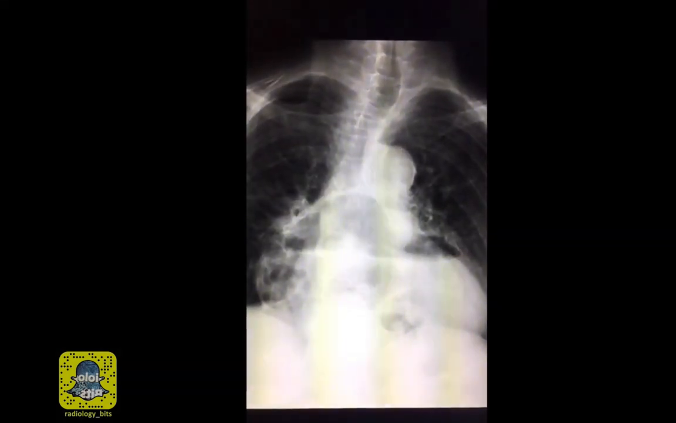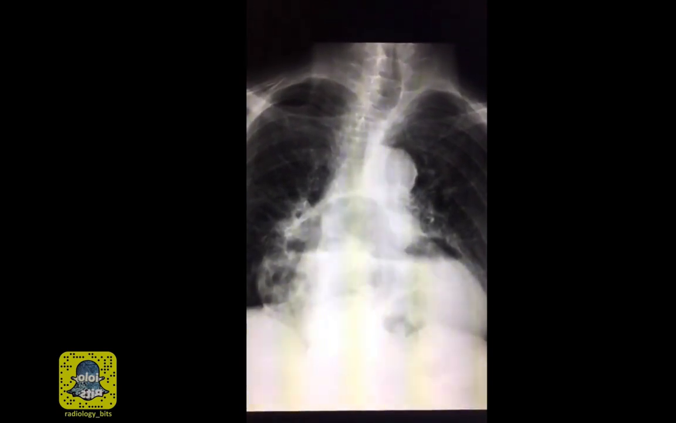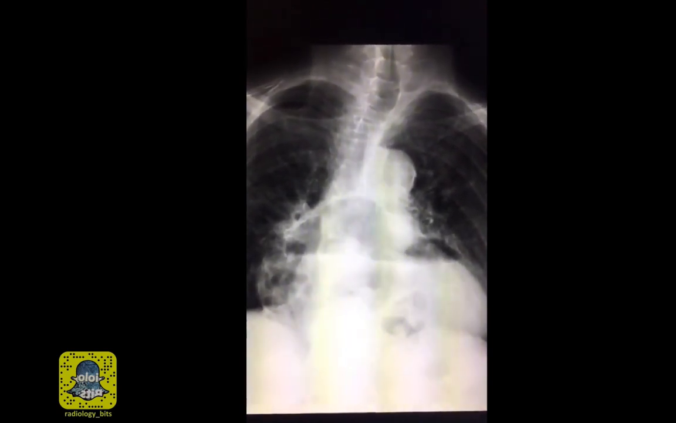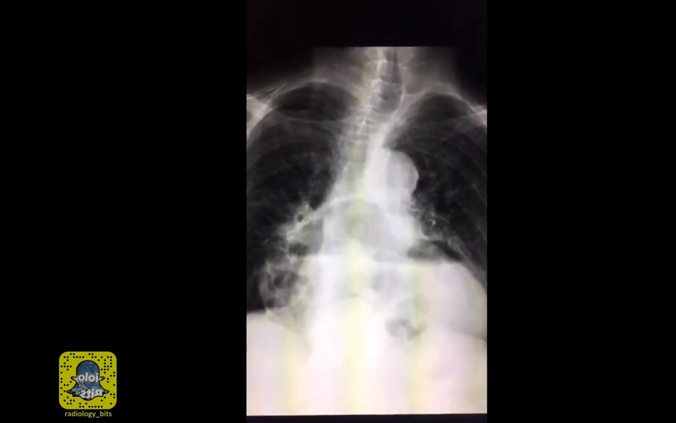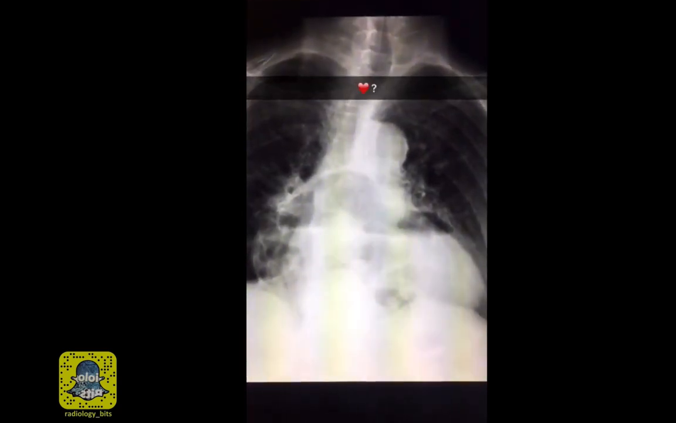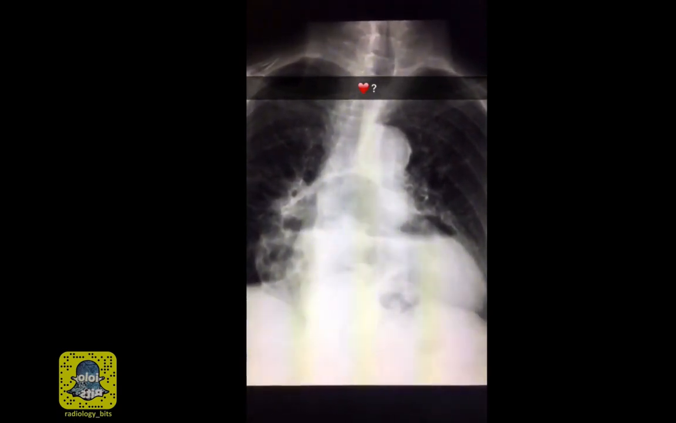Hi there, this is a quick show and tell chest x-ray for juniors. This is a female who's 81 and complains of shortness of breath. The initial impression is that of cardiac enlargement. Although that's likely true here, there are other findings.